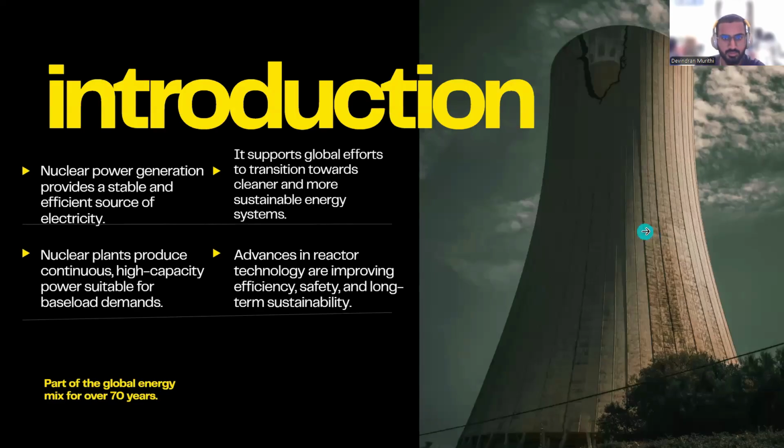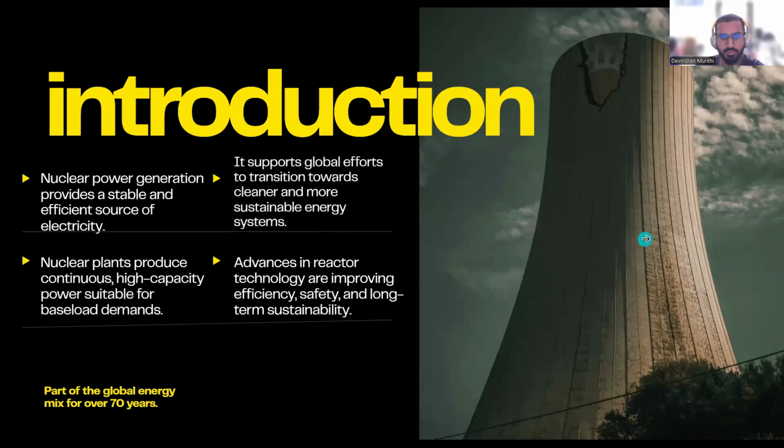Nuclear power generation is a major contributor to global energy production, offering a stable, efficient, and low carbon alternative to traditional fossil fuels. By harnessing the energy released from controlled nuclear fission reactions, nuclear power plants are capable of producing large and continuous amounts of electricity, making them sustainable for meeting national baseload energy demands.